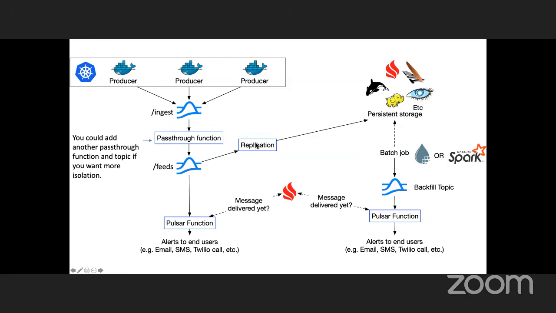Now, in this case, what we're doing is bulk loading. We're pulling from our feeds topic, and basically the architecture is exactly the same. We're going to cover a couple of different architectures or patterns in the next few slides. I want to mention here that if you want better isolation, you could add another pass-through function, so you're pulling from an intermediate topic instead. That way you keep the ingests and feeds topics clean and isolated from other applications or use cases.